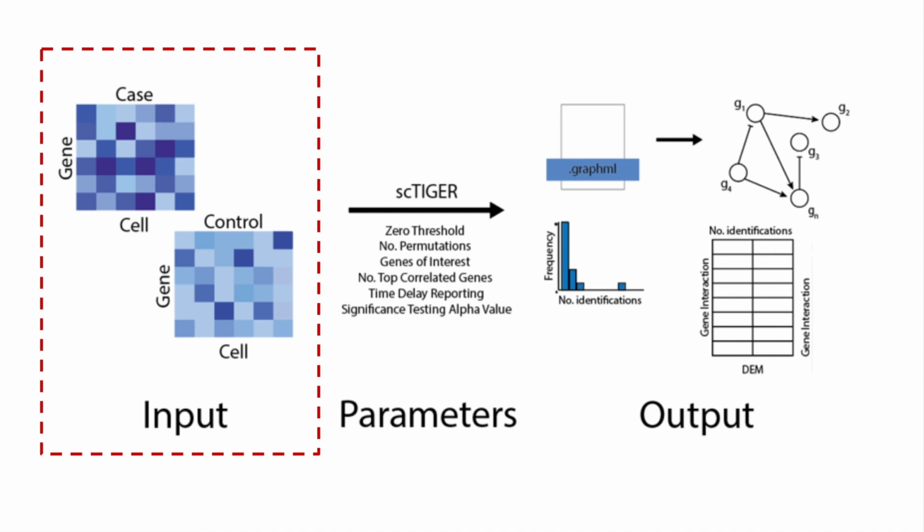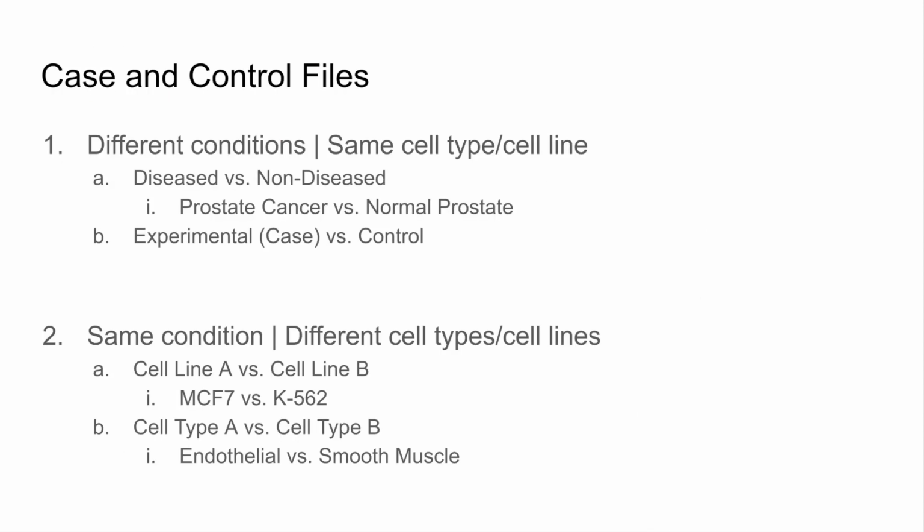First, we'll talk about the input. That's highlighted in the red box here. You heard me mention you'll need two files, a case and a control, but those two files can come from a variety of data types. There are two types of case and control files you can use. You can use data which is under different conditions, but of the same cell type. So that would be something like disease versus non-diseased, like prostate cancer versus normal prostate, as we have done, or an experimental dataset and a control dataset.